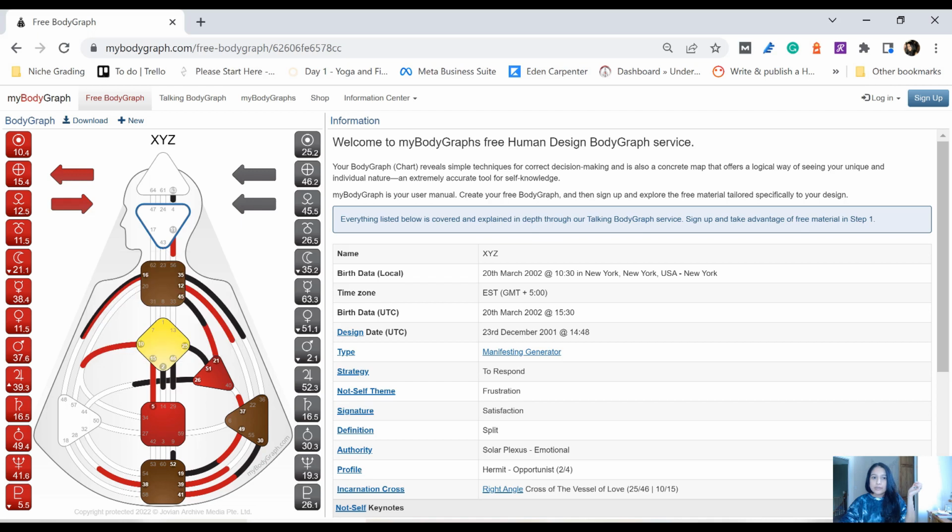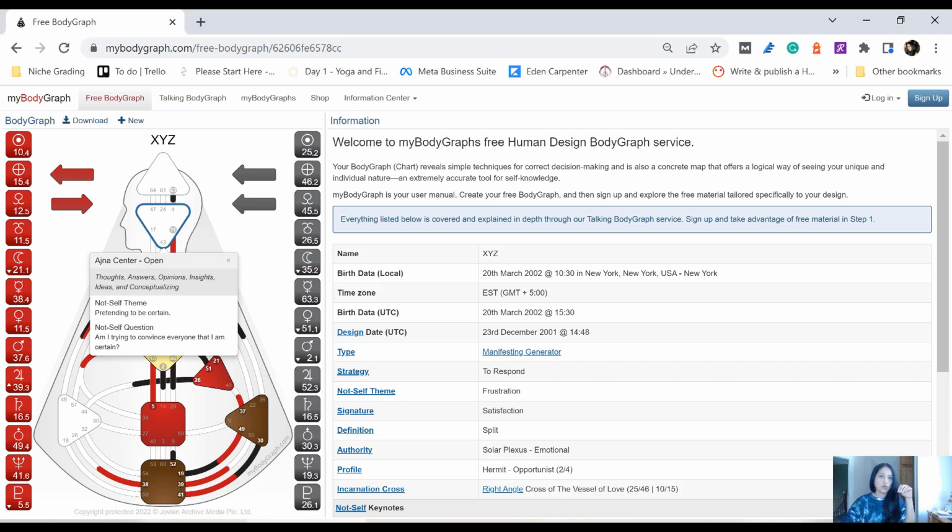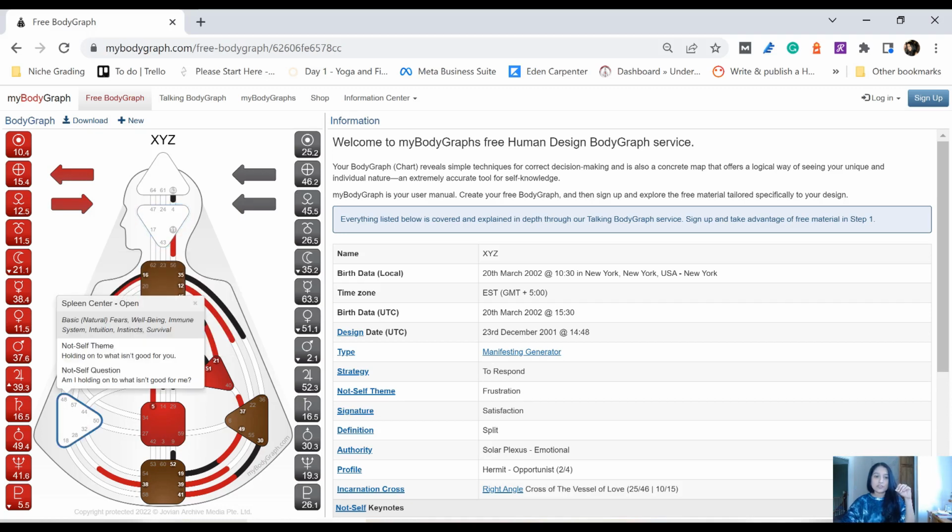All these little numbers that you see over here, these are known as gates. These gates can either be colored in or they could just be by themselves. When you have a gate that's colored in a white center, that becomes dormant. So it's not an undefined gate because you still have an activation, but that activation is dormant. Whereas over here in this person's chart, they have a completely open spleen center. They do not have any activations, any dormant activations.